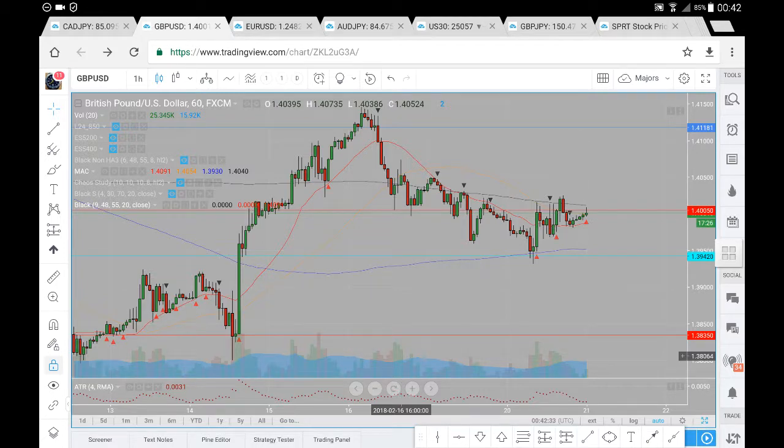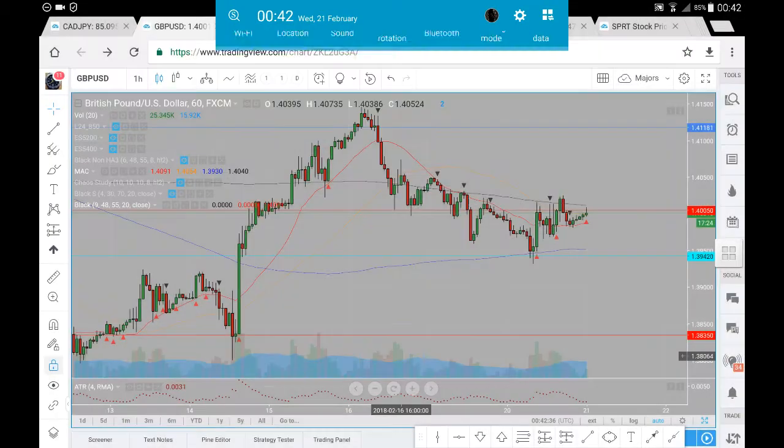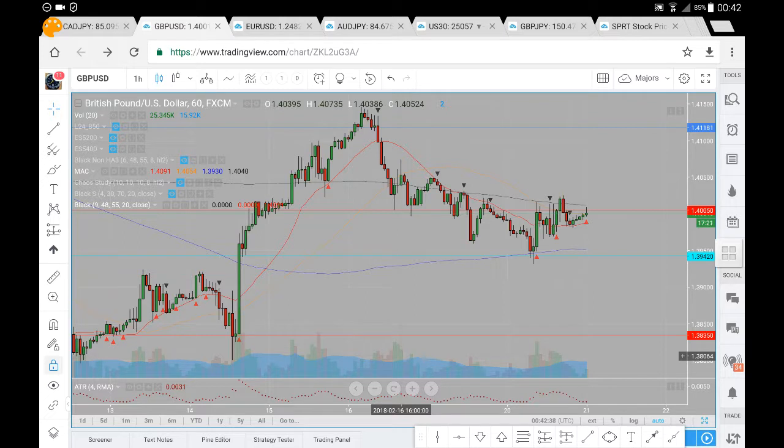So this is the pound dollar analysis for Wednesday, 21st of February. Now, let's have a look at what happened with the prices and where prices may likely go. So we saw this sell off from in and around the 41.50.